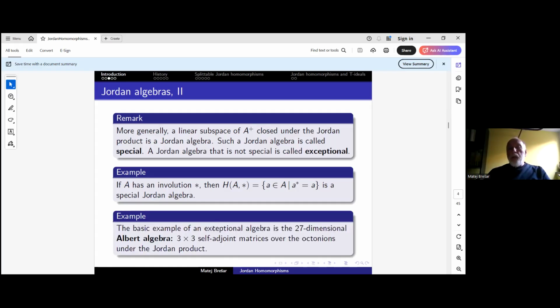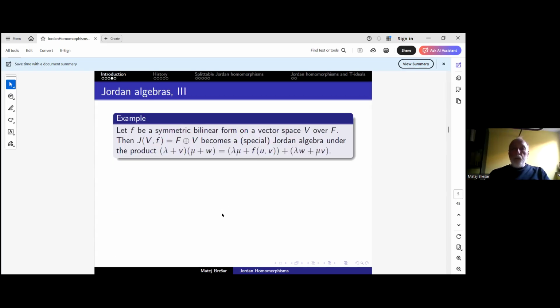The basic example of an exceptional Jordan algebra is the Albert algebra. This is a certain 27-dimensional algebra consisting of, as you can see here, 3 by 3 self-adjoint matrices over the octonions under the Jordan product. And it follows by the work of Zelmanov that this is in some sense also essentially the only example. It's not, of course, true, but all known examples are somehow related to this one.